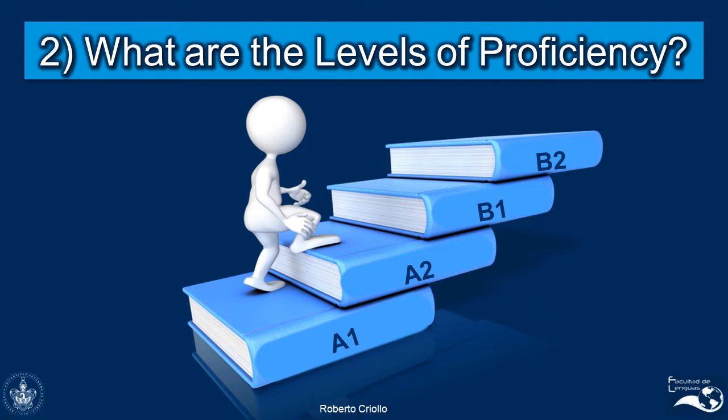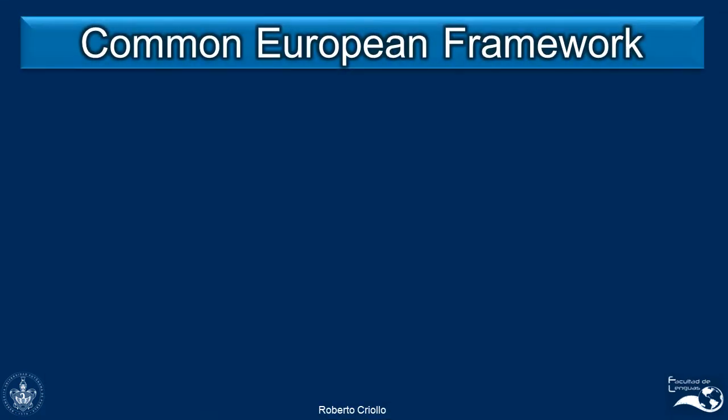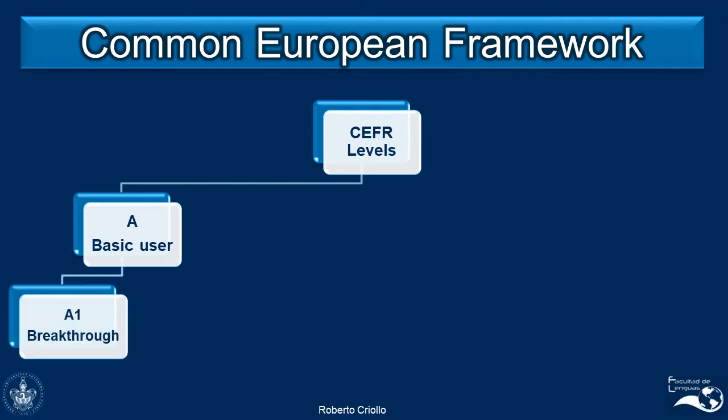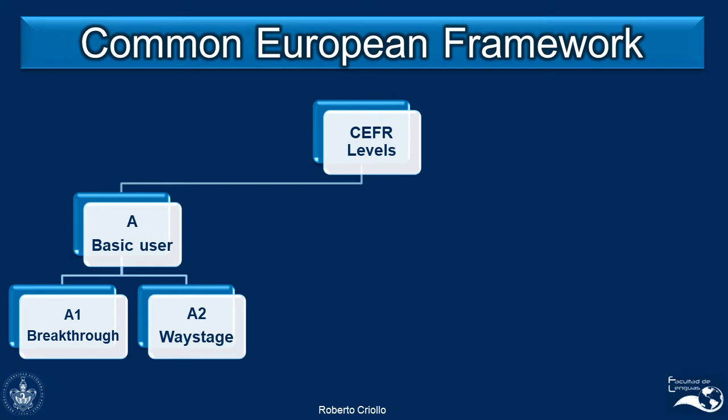But now let's turn to the second element of the framework, which corresponds to the levels of proficiency. The CEFR identifies 3 basic levels that can be subdivided into 6. First of all, we have A, which corresponds to the basic user, and it's divided into A1, which is the breakthrough level, and A2, which is called waystage.